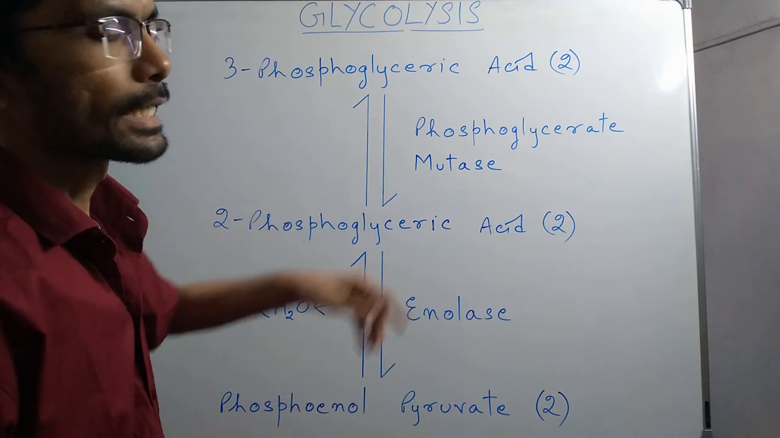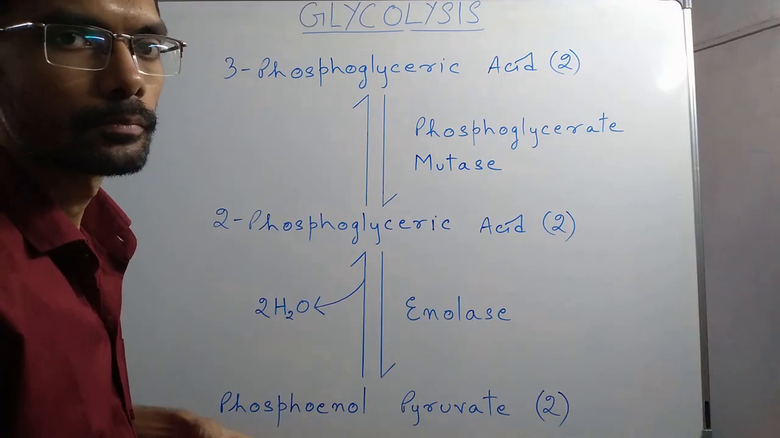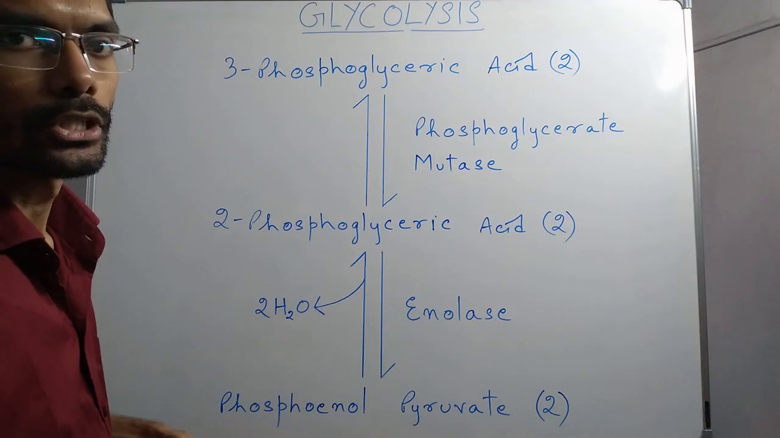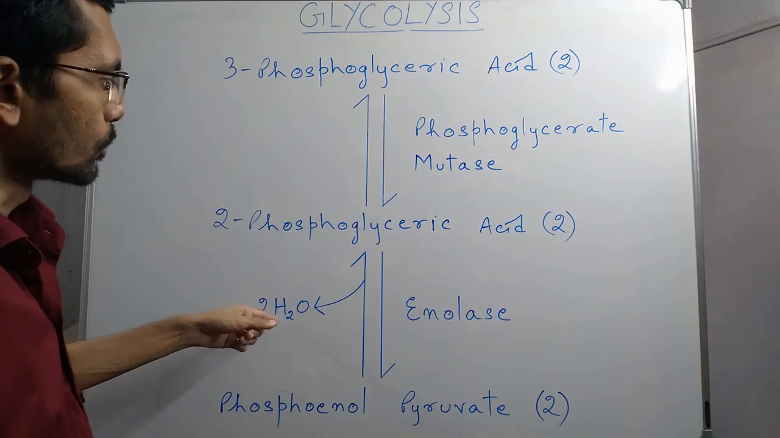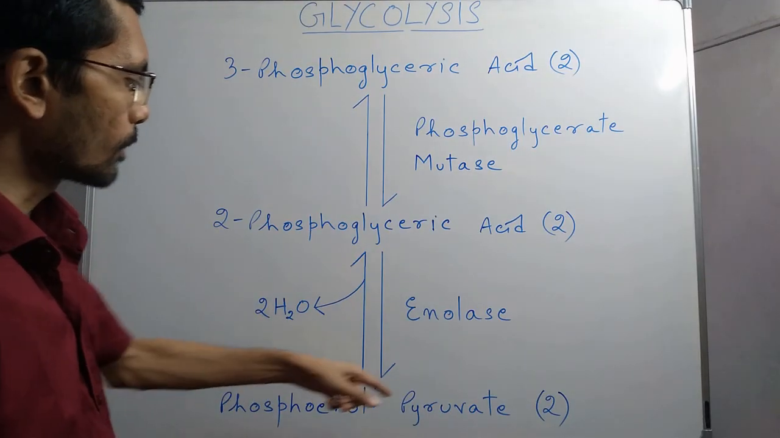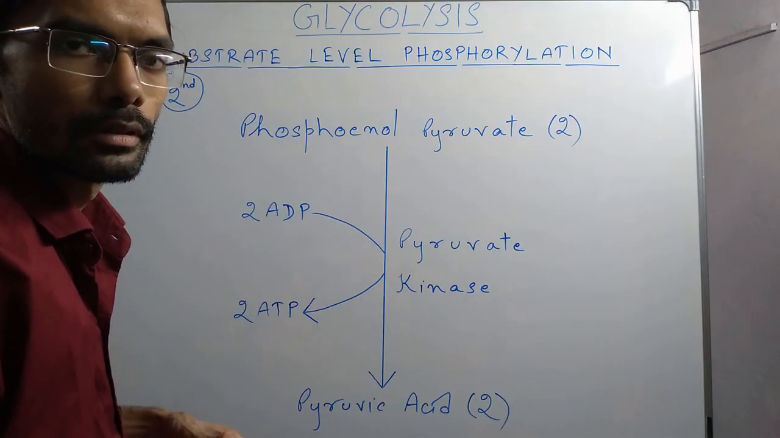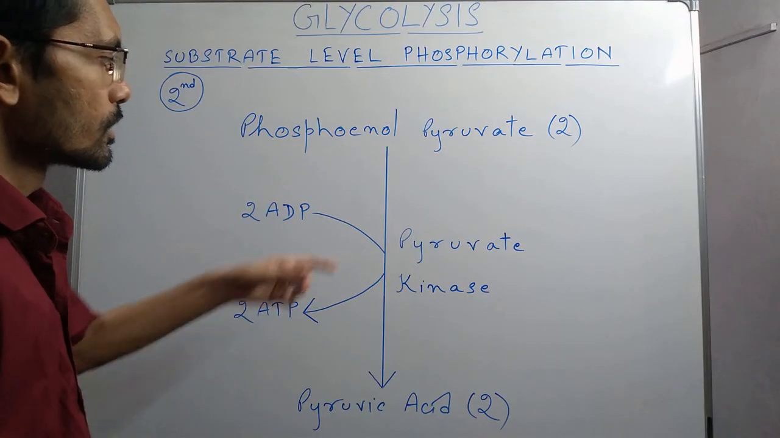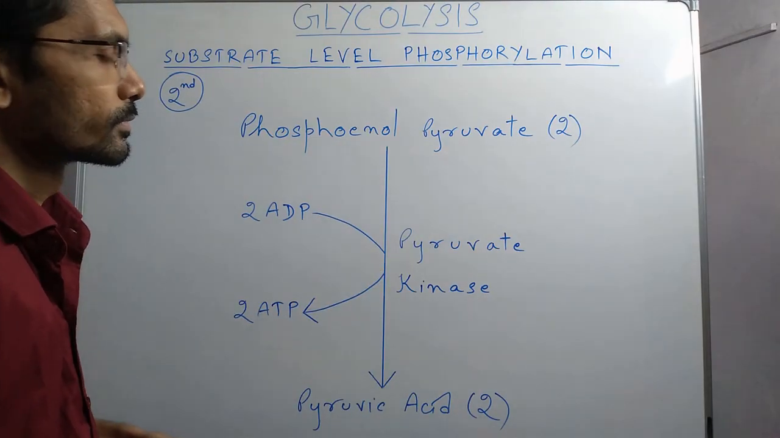A mutase is an enzyme that facilitates intramolecular phosphate transfer, and an enolase is an enzyme that causes dehydration. That's why removal of a water molecule from 2-phosphoglyceric acid yields phosphoenol pyruvate. So we have no more glycolysis beyond this step, and as I promised you, this would be an irreversible reaction, so it is. And there are kinases galore.